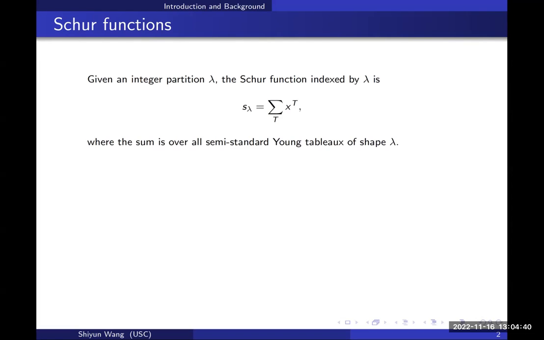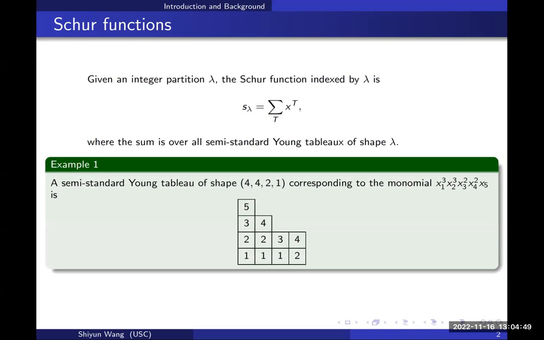So quickly, the Schur function is the generating function of semi-standard tableaux. For example, we have a partition and we draw it from bottom to top. In the shape of 4, 4, 2, 1, you have a stack of boxes following that shape, and then you fill the boxes with weakly increasing rows and strictly increasing columns. The content monomial corresponds to x1 cubed, for example, if you have three 1s, and then three 2s contribute x2 cubed, and so on.